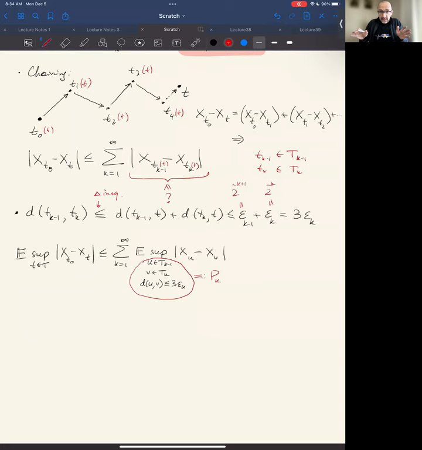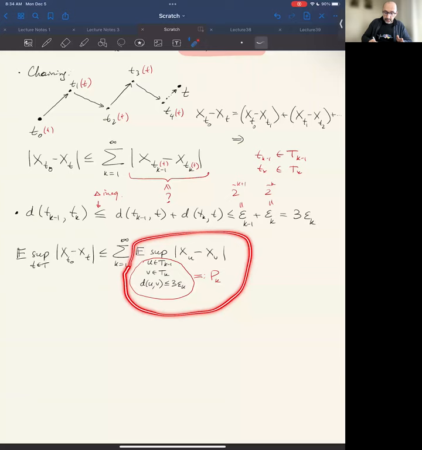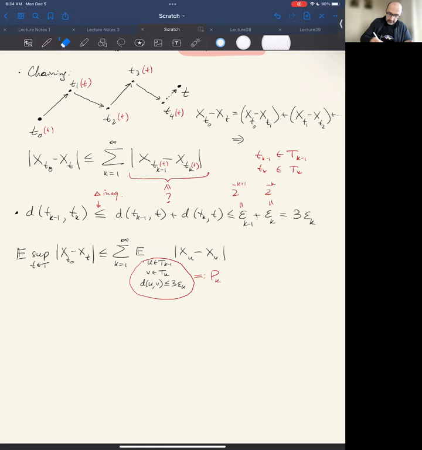Great. The rest, I promise, will be simpler, because now the problem just reduced to taking the maximum. It's actually a maximum, it's a finite set. So instead of putting supremum, I can put max, to control the maximum of subgaussian random variables Xu minus Xv over a finite set. We did this. This was one of our homework problems. So we'll use homework 5, problem 5, where we did exactly this problem. This was the maximum of subgaussians.